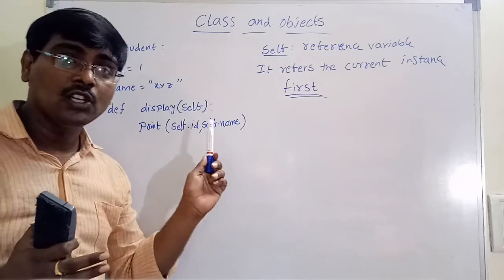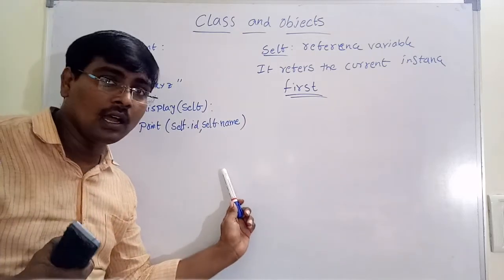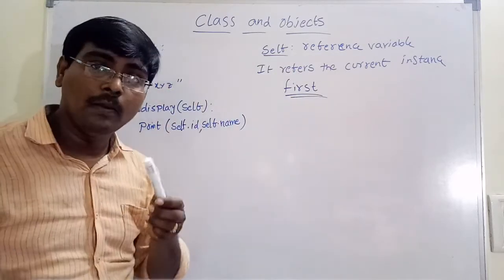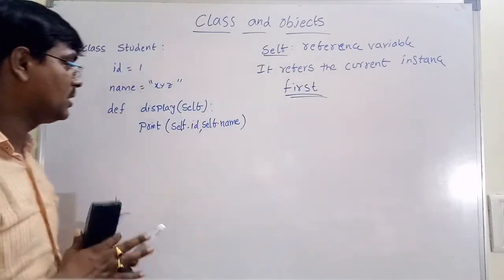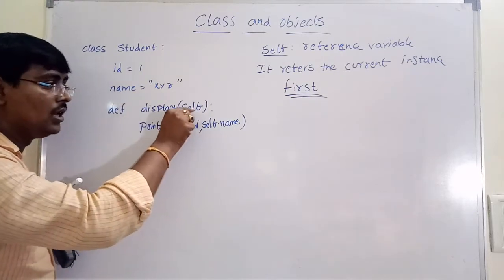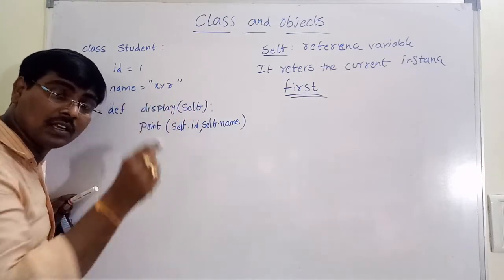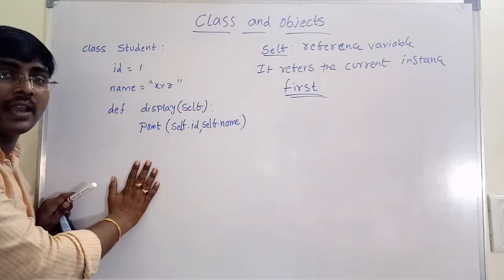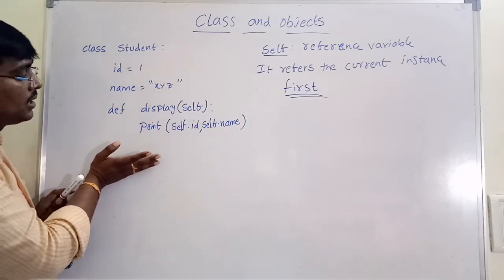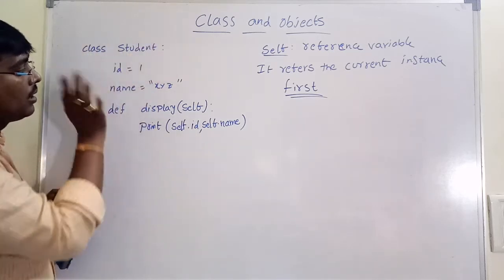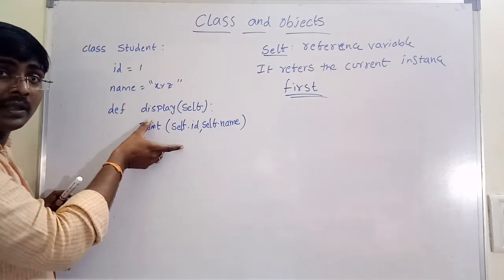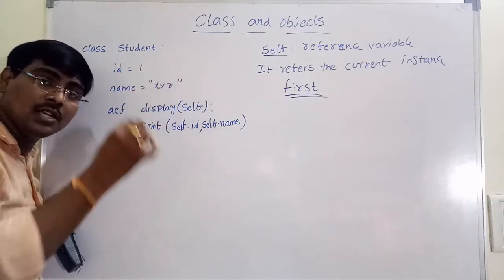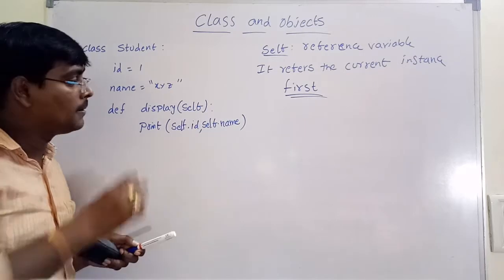In the function calling, there is no need to write the variable self. The system automatically implies the variable self. In the function definition only, you need to write the self variable. In the function calling there is no need to write it. This is an example of a class. Now I am creating the class structure student with two attributes and one method. These two are called class variables. These variables can be shared among different objects.